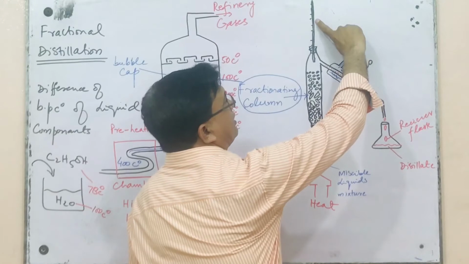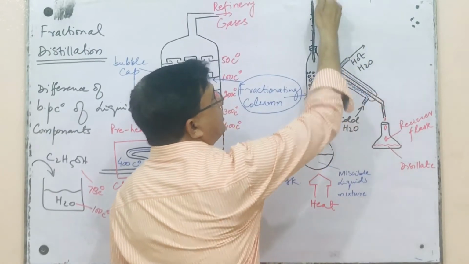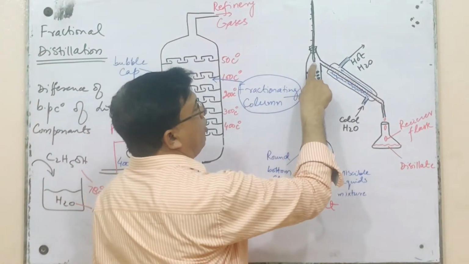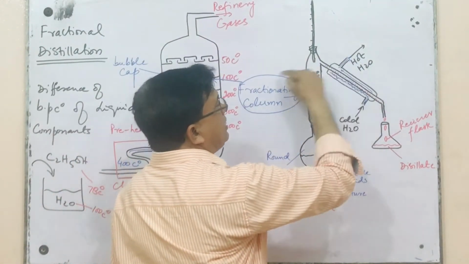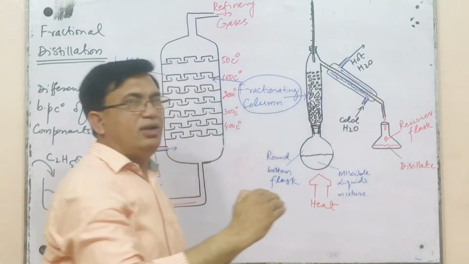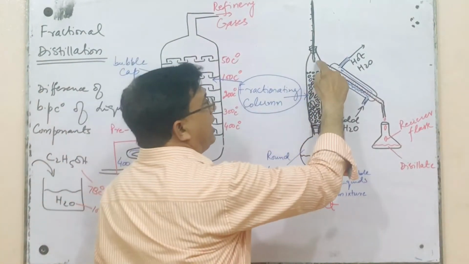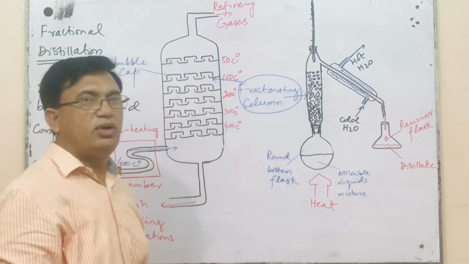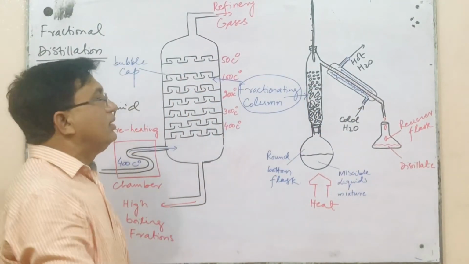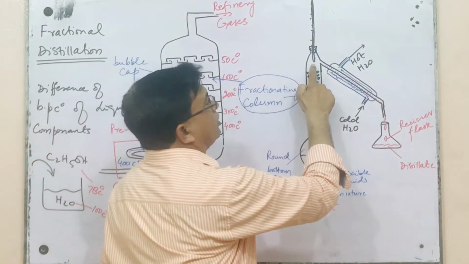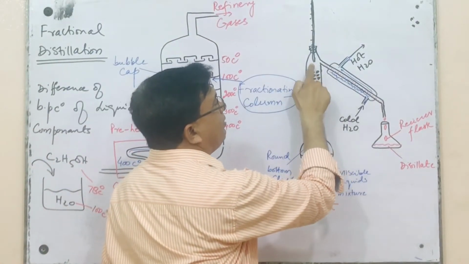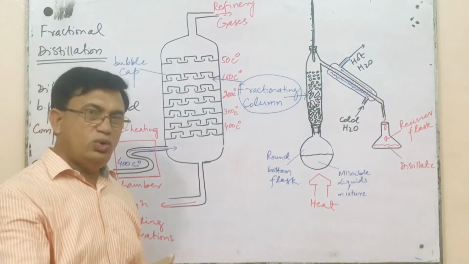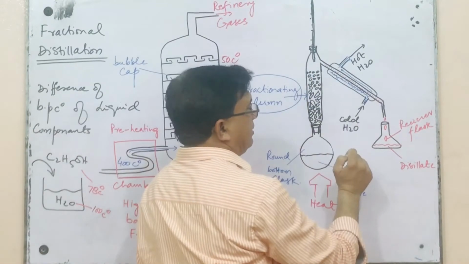This is the thermometer. The adjustment of the thermometer should be such that the bulb of the thermometer must be in level with that passage from where the vapor has to go out into the condenser. The thermometer bulb should be in level with that passage from where the vapors go out into the condenser.